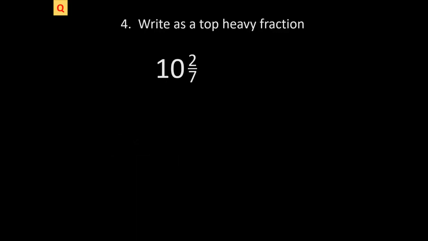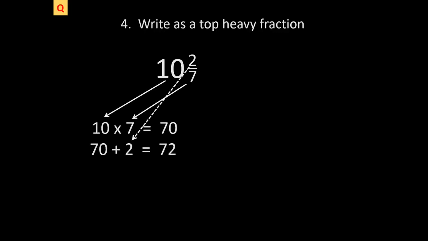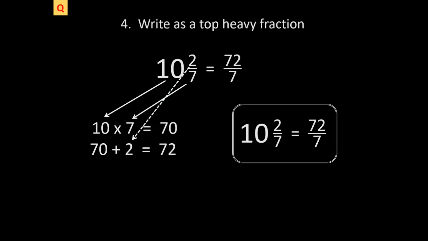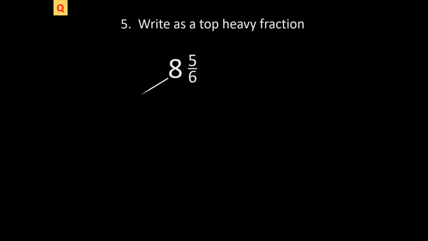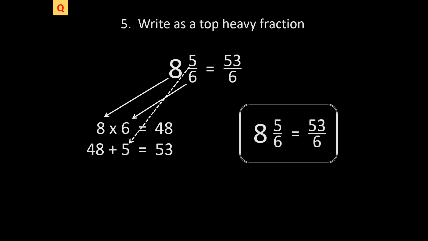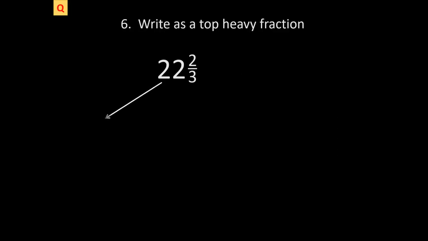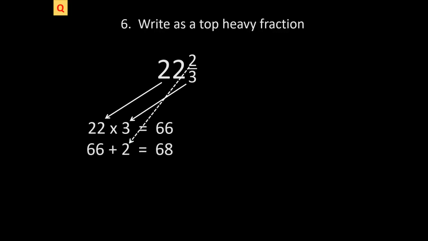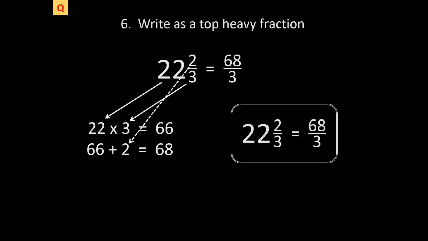Number 4, 10 and 2/7. So 10 wholes, I'm dealing with sevenths, 10 sevens is 70, plus the extra 2, 72 sevenths. So 10 and 2/7, number 4, is 72 sevenths. 8 and 5/6, so you know what to do by now. 8 times 6, 48, and then add the 5. 53 over 6, 53 sixths. So there it is. Last one. 22 and 2/3. 22 times 3, 66. And then we're going to add 2. 68 over 3, 68 thirds. And there it is. And that's the end of this video.